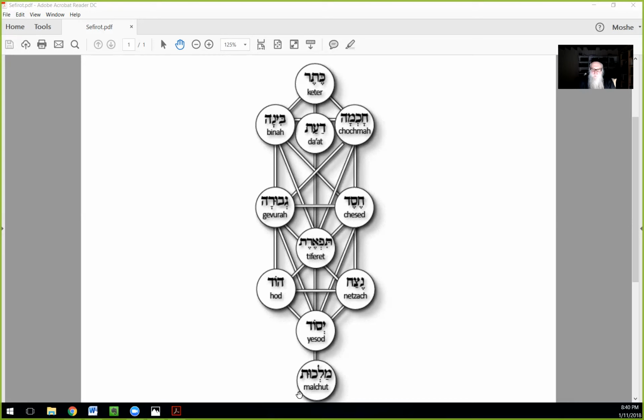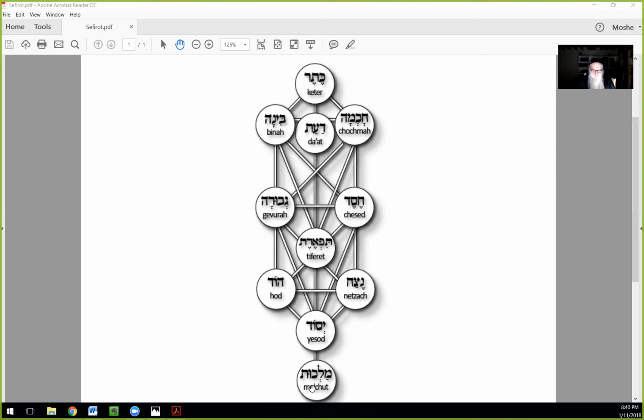Okay, the crown and the kingdom are related. In fact, you find this in literature, that when one is talking about the king or the queen, you don't always call him the king, you call him the crown, right? The crown is the kingdom. That's what it represents. Okay, so the key to all of the Sfirot, therefore, is Malchut.